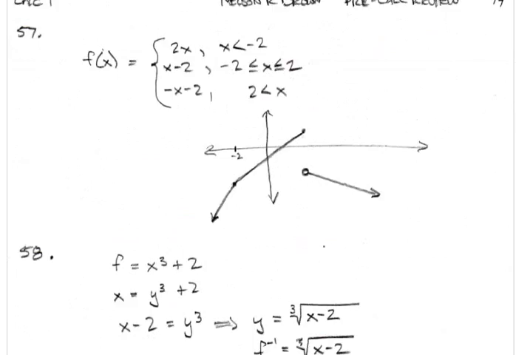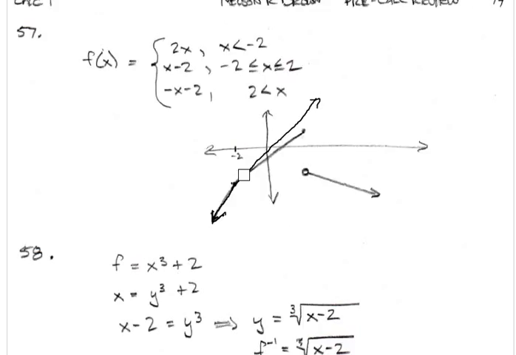Number 57 is very similar to number 52. For x less than negative 2, we want to plot the function 2x, right? Looks like that. If it was the whole domain, if it was just f of x equal to 2x, it would look something like that, right? Where it would cross at 0. Let's actually erase some of that. Plot it right. So 2x looks something like that, right?